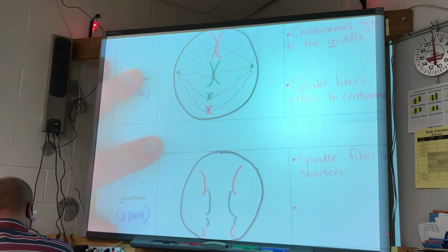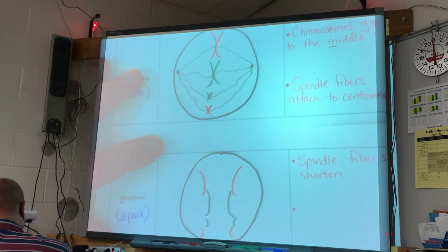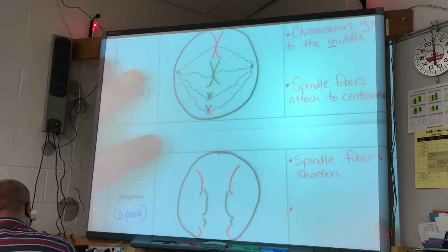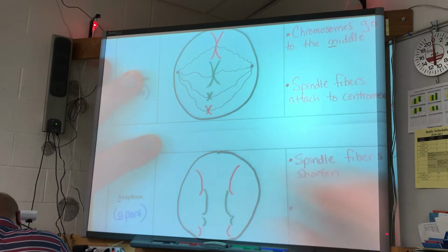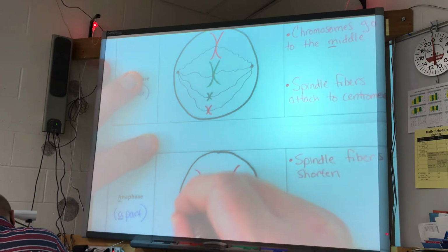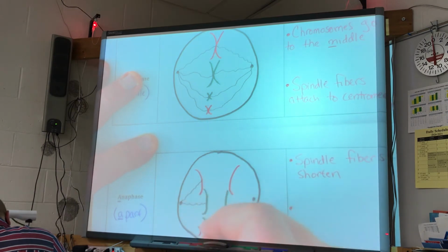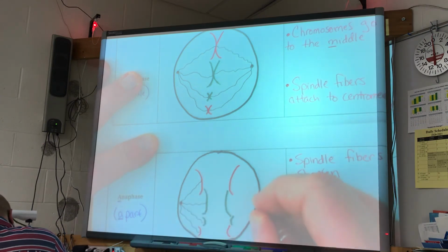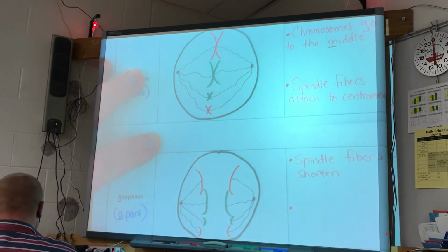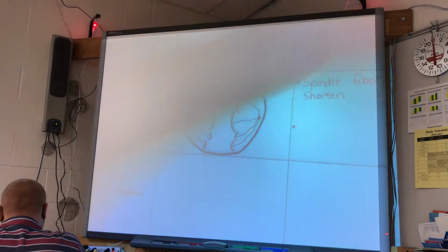Now, what caused those things to rip apart? Spindle fibers. Spindle fibers, absolutely. Those ropes that were pulling that thing around are now playing tug of war. And eventually they tug so hard that they rip those things apart. Why? Because the spindle fibers are shortening. Okay, the spindle fibers are shortening up and they're pulling those things. That's going to pull the sister chromatids apart. And we're going to say the sister chromatids are pulled apart, not the chromosomes are pulled apart, because we're emphasizing what just got yanked apart. Now we have two sister chromatids that just got pulled apart.